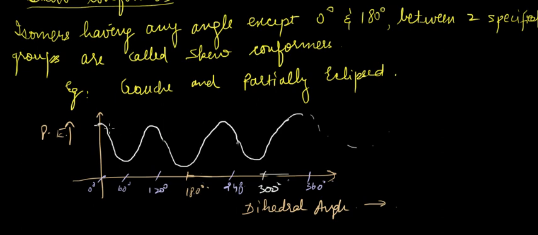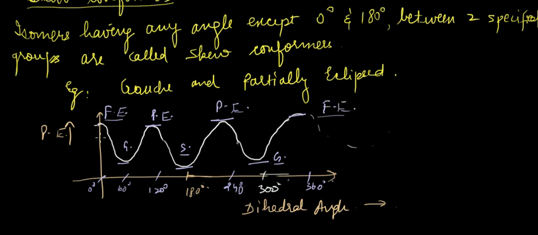So at 0 degree it was called fully eclipsed, at 60 degree it was called gauche, at 120 degree it was called partially eclipsed, at 180 it was staggered, at 240 again it was partially eclipsed, at 300 it was gauche, and at 360 again it was fully eclipsed. Okay, so this is the potential energy of different conformers.